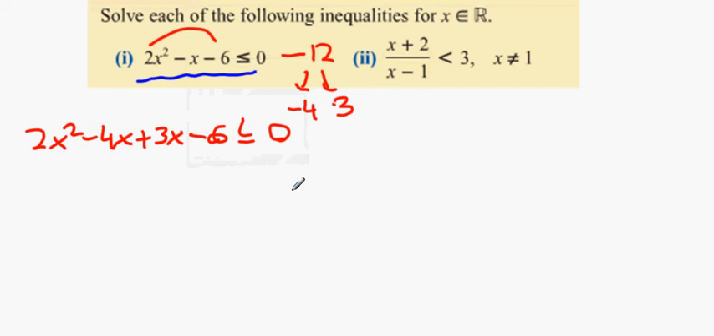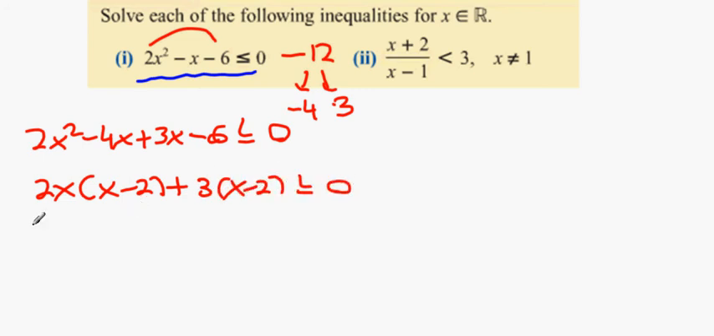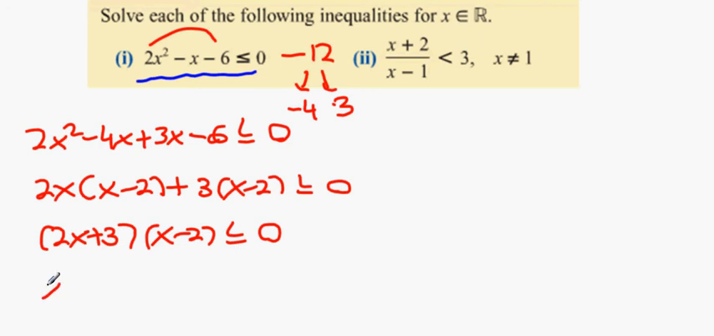Okay, so what we do next is we take out 2x, and we get 2x bracket x minus 2. Take out 3, and we get 3 bracket x minus 2, less than or equal to 0. Then finally we have (2x plus 3)(x minus 2) less than or equal to 0. This means that to solve this, 2x equals minus 3, so x equals minus 3 over 2, and x equals 2. Looking at the inequality, it has to be less than 0, so this time it's below the x-axis.